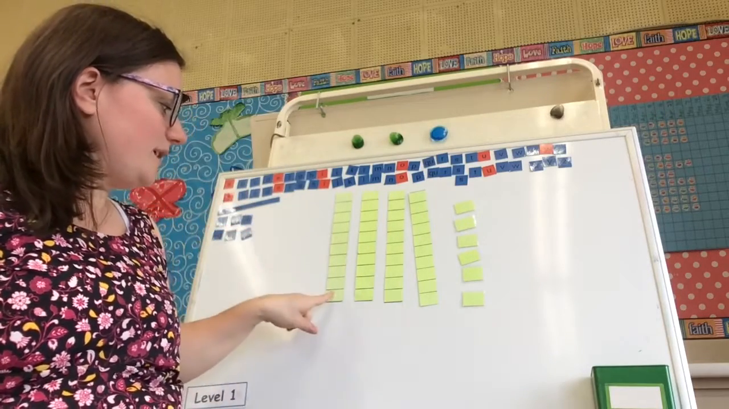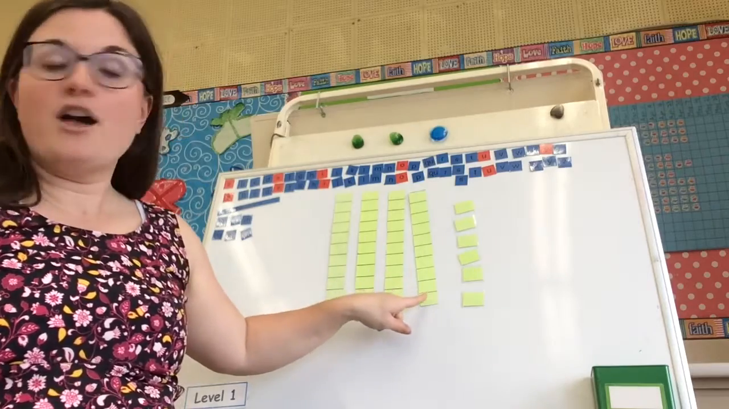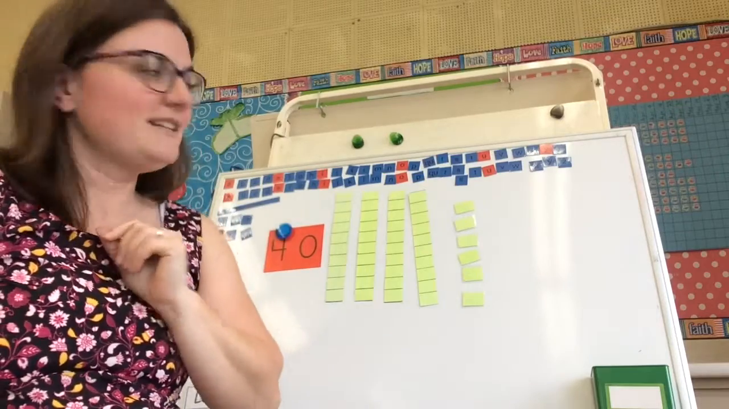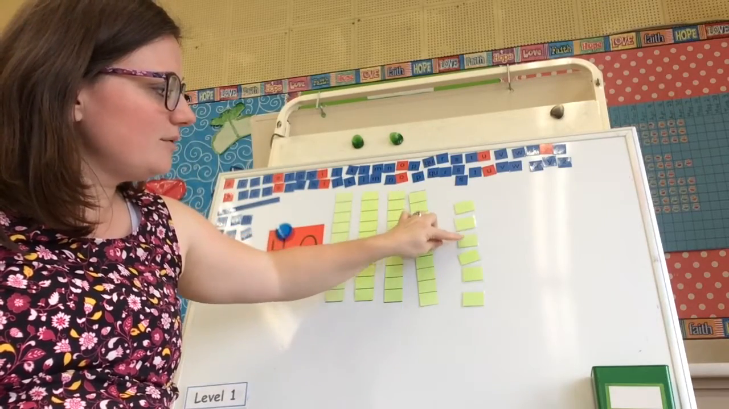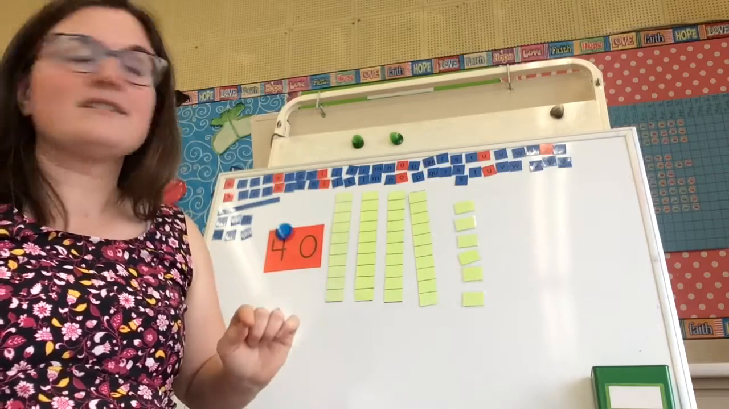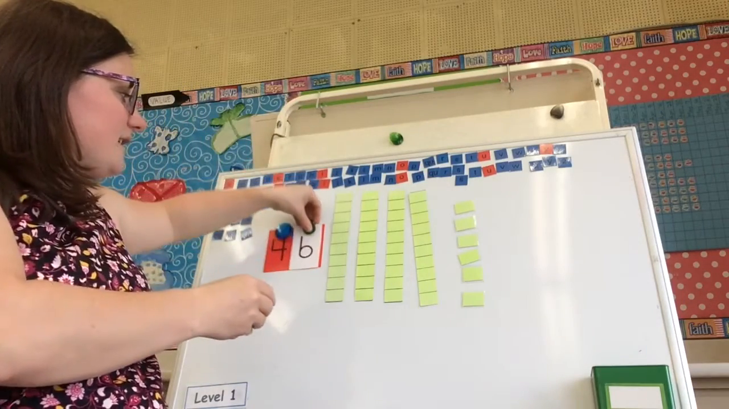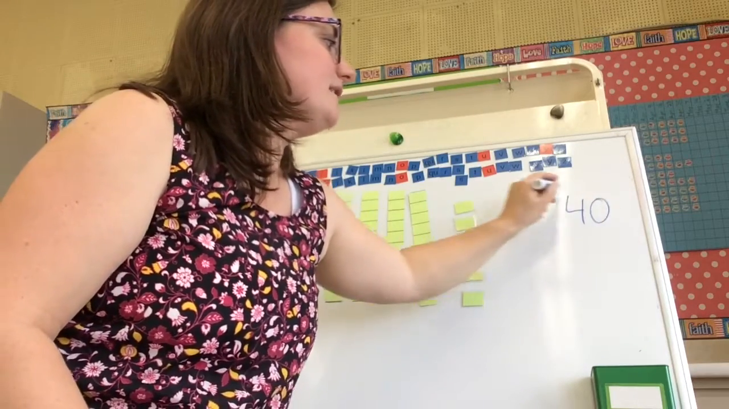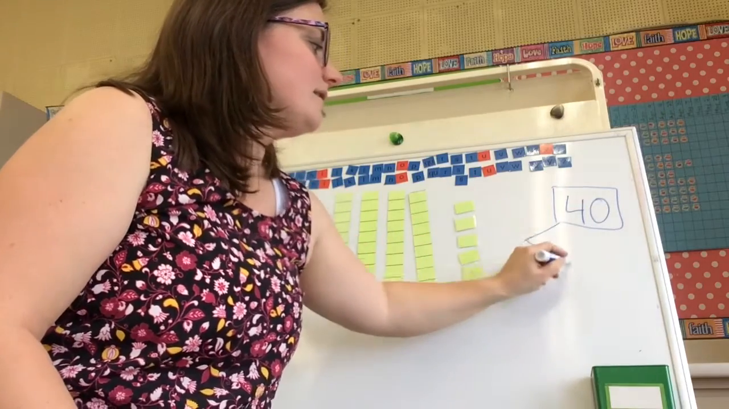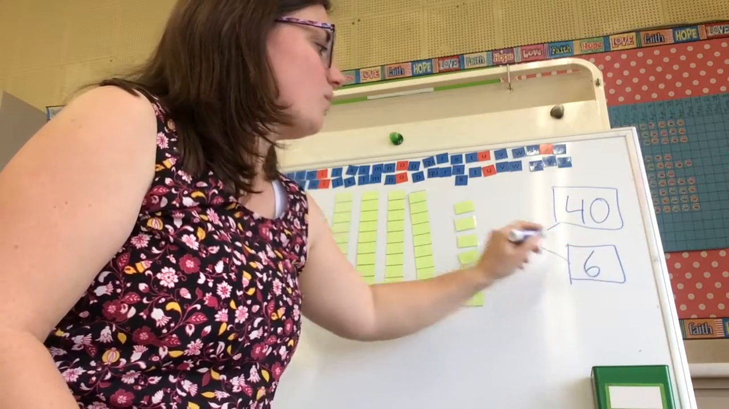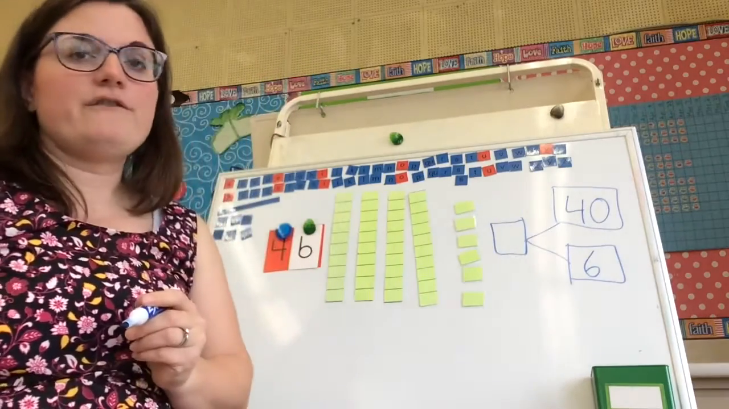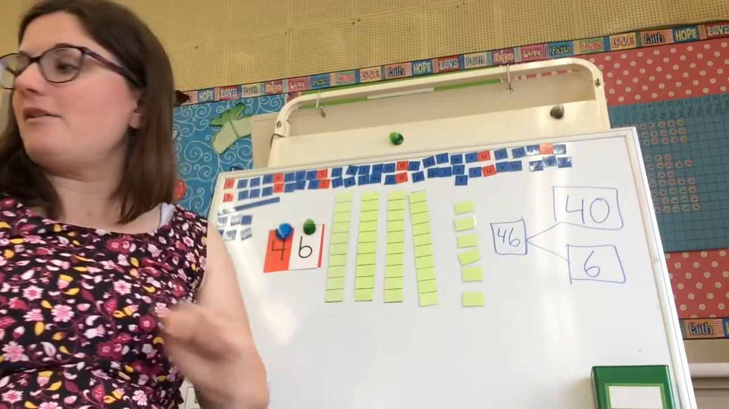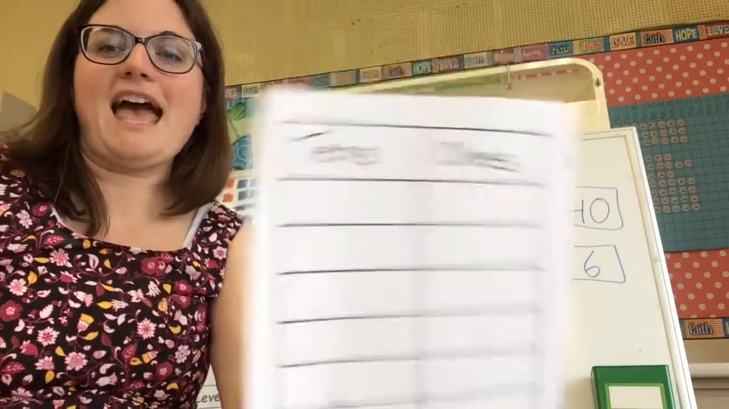Well, if we start with the tens, we can go 10, 20, 30, 40, right? We've got our 40. And then how many ones do we have? 1, 2, 3, 4, 5, 6. So we're going to put a 6 in the ones. So if I draw my number bond, I have 40, or I have 4 tens, and 6 ones. And together, 40 and 6 make 46.